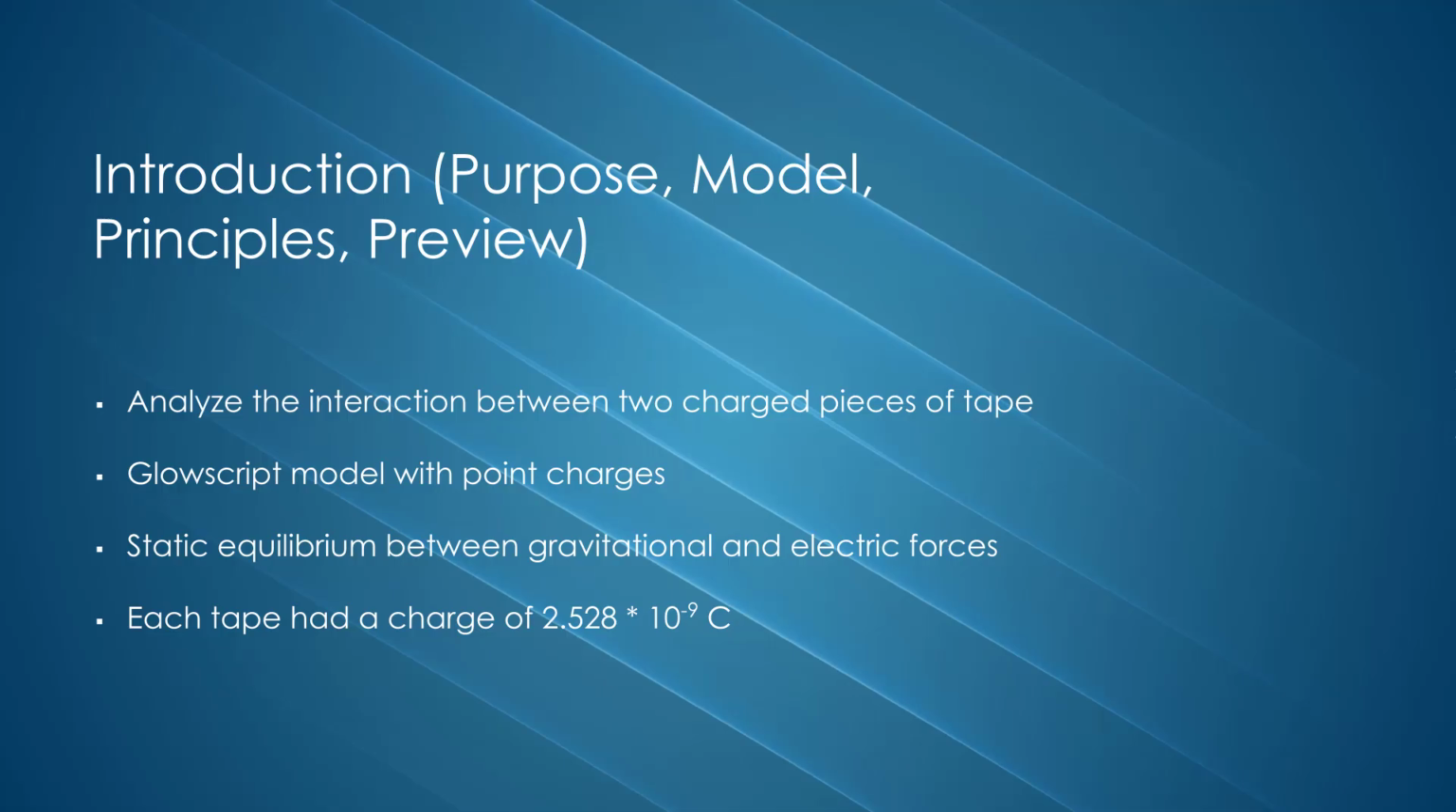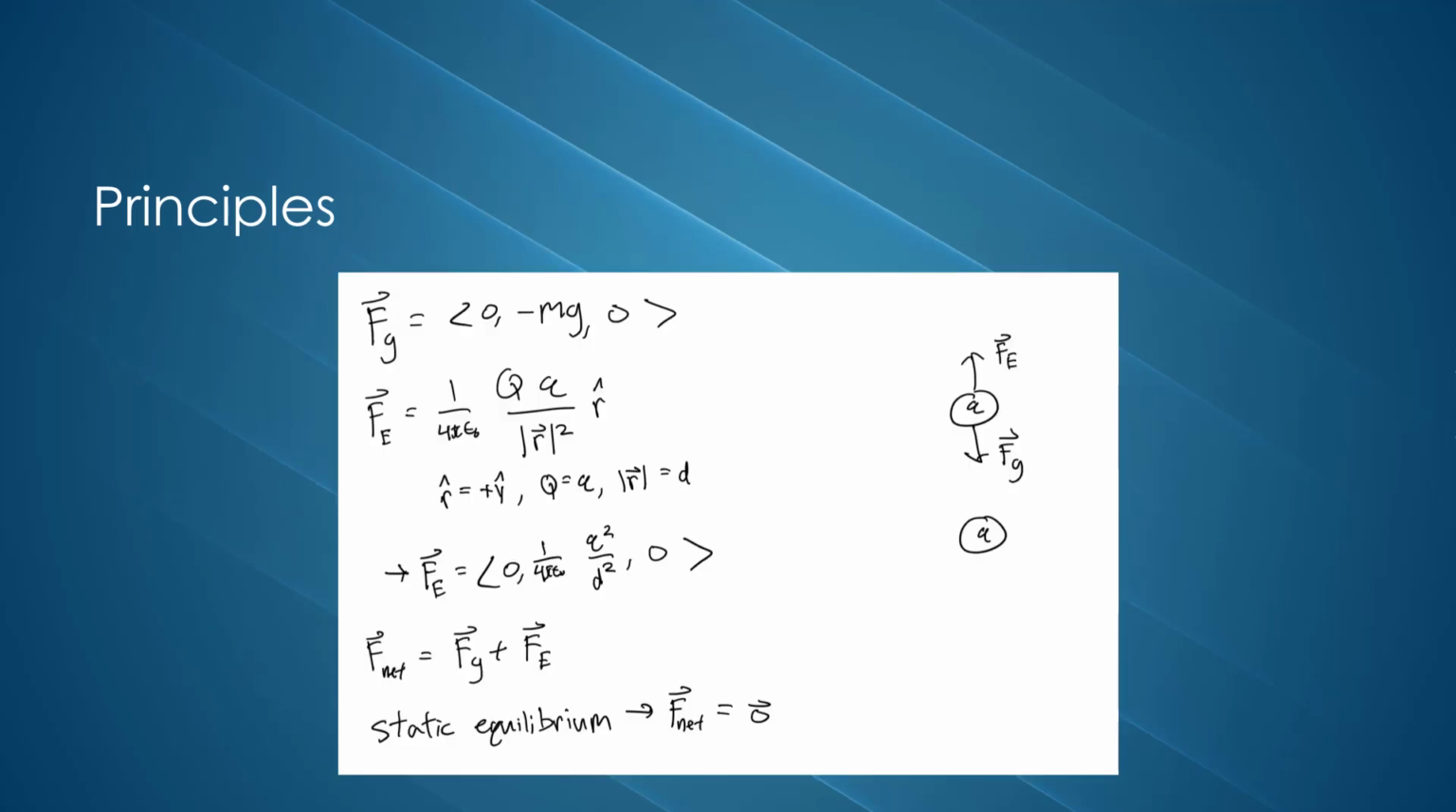A brief preview of the result is that we found that each tape had around a charge of 2.8 times 10 to the negative 9 coulombs. On Earth, we know that the force due to gravity is negative mg in the y direction. With some assumptions that we'll discuss later, we know that the electric force is 1 over 4 pi epsilon 0 times q squared over d squared in the y direction. We're interested in static equilibrium, so that is when F net, which is Fg plus Fe, equals 0. On the right, you can see a free body diagram that represents this.